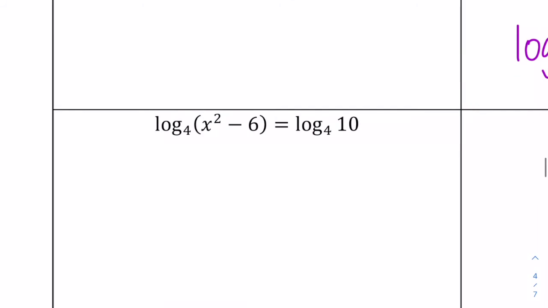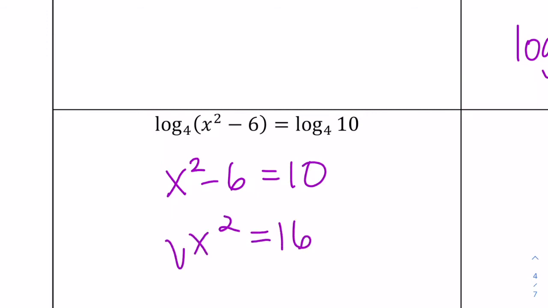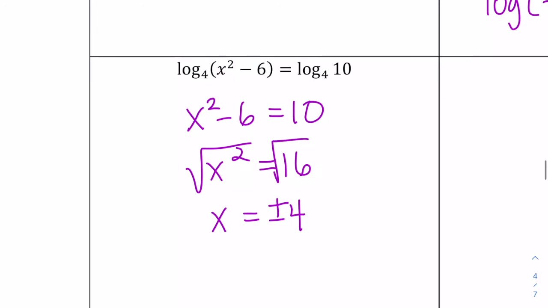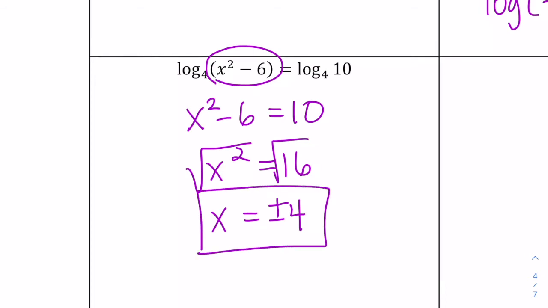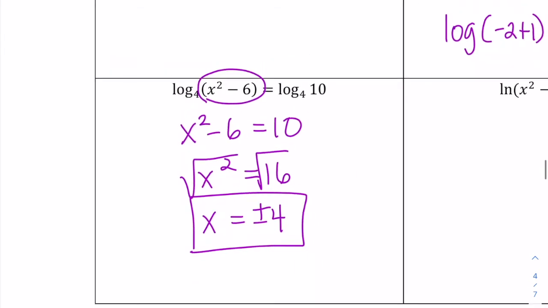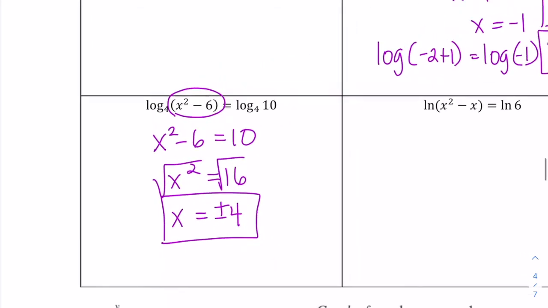Now let's look at log base 4. Well, we can set these equal to each other. So x squared equals 16. When we take the square root, you'll get x equals plus or minus 4. And when we plug them in, we still get a positive number, 16 minus 6. So they both will work. Okay, so we're not saying that x can't be negative. We're saying what you plug in needs to make sure that we have that power as positive.